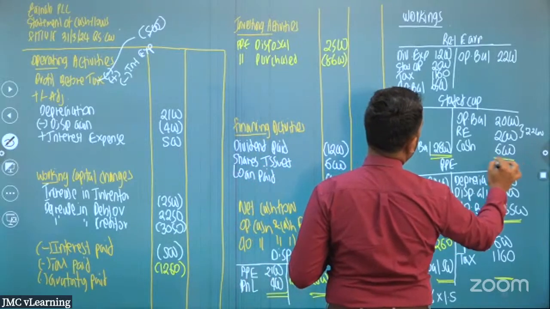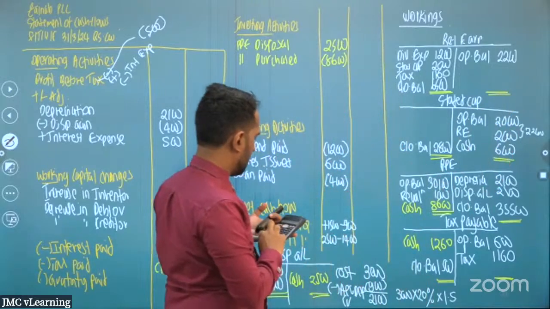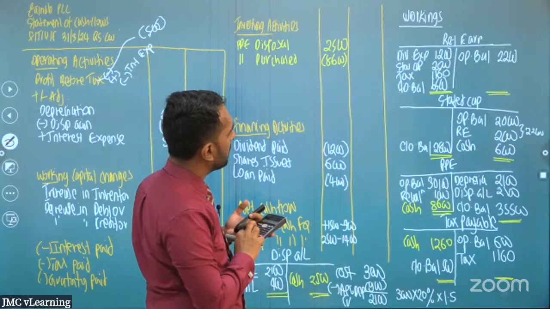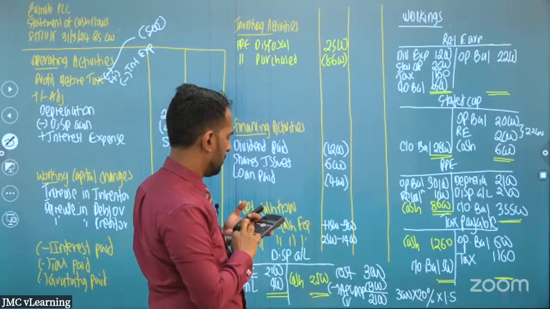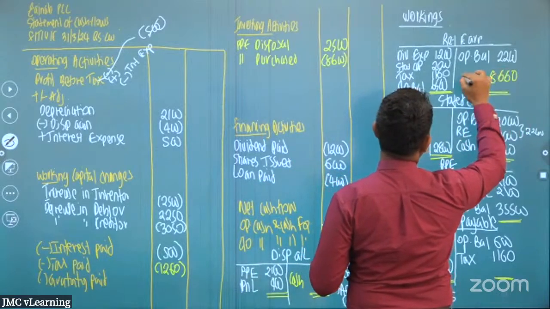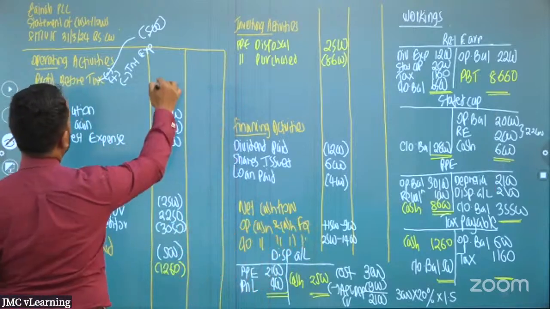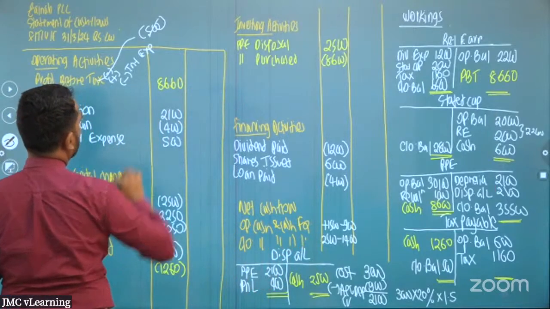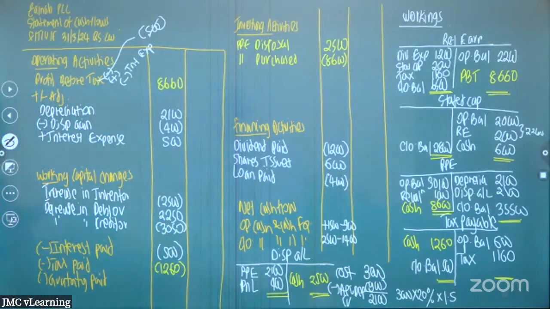Stated capital account is balanced. Now you can calculate the profit before tax. 1002 plus 2000 plus 1160 plus 6500 minus 2200. So I'm getting profit before tax 8660. My profit before tax is 8660. Right.